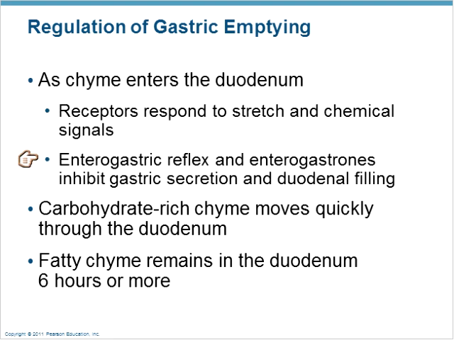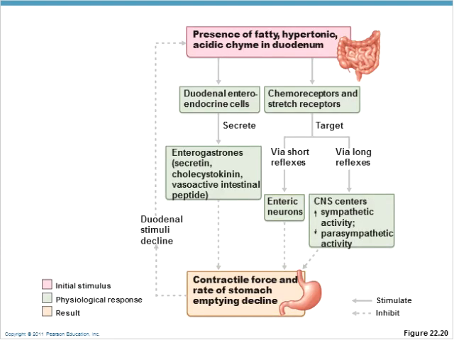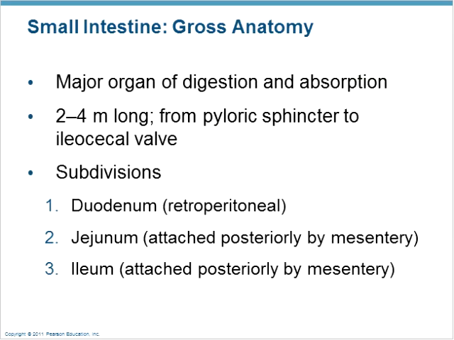The carbohydrate-rich chyme moves slowly to the duodenum, and the fatty chyme remains in the duodenum 6 hours or more. So carbohydrate-rich chyme moves faster, and the fatty chyme moves slower. This takes you through all that process, so you can go to that chart if you like.